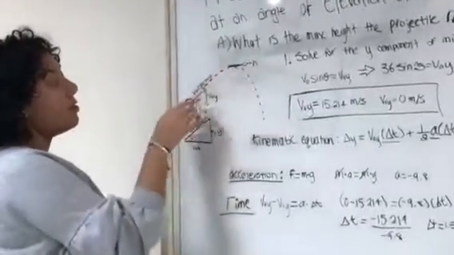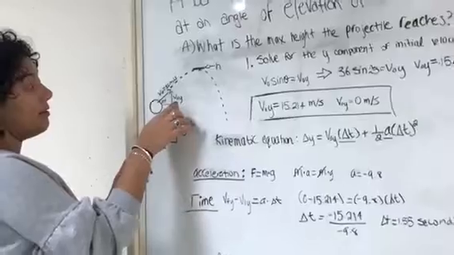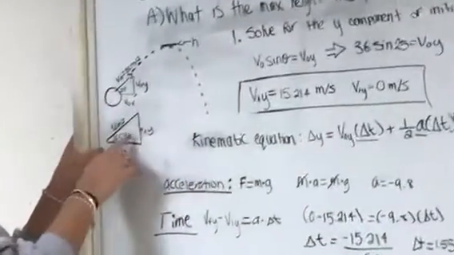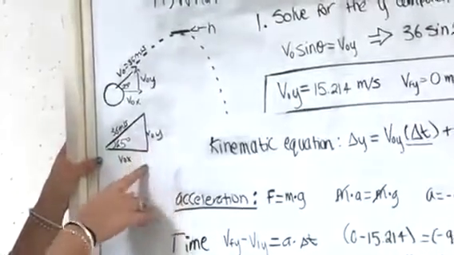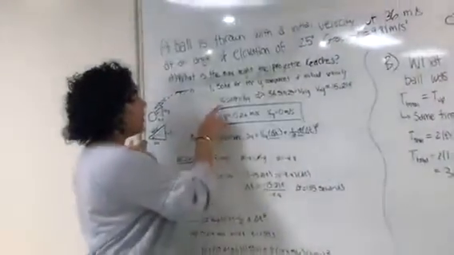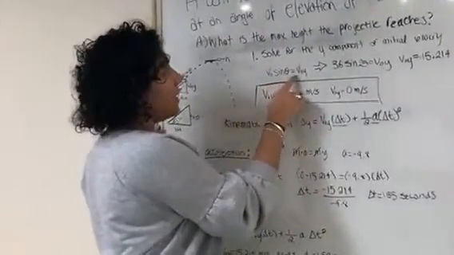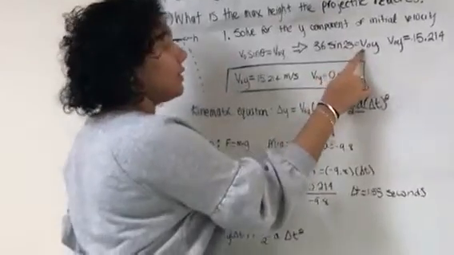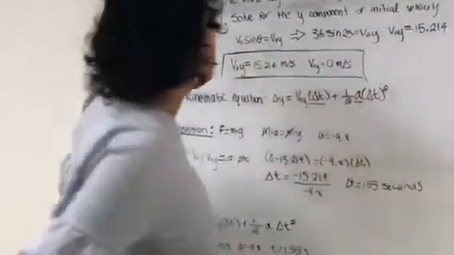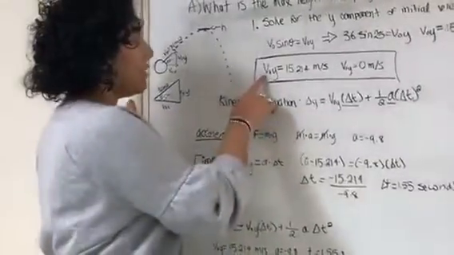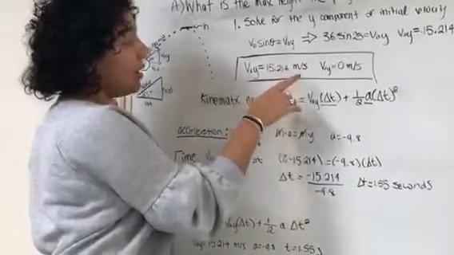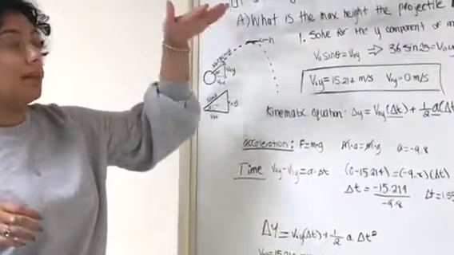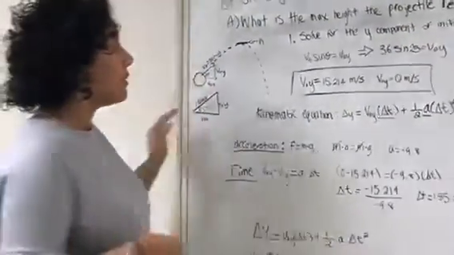that we're looking for. So we need to look for the initial velocity in the y direction. Looking at this diagram, we can solve for velocity in the y direction by using our trig ratios. So we can use v initial sine theta equals v initial in the y direction, which is 36 sine 25 equals 15.214. So here we have our v initial being 15.214 meters per second and our v final being 0 meters per second, because it'll go to the top, stop momentarily, and then start falling.